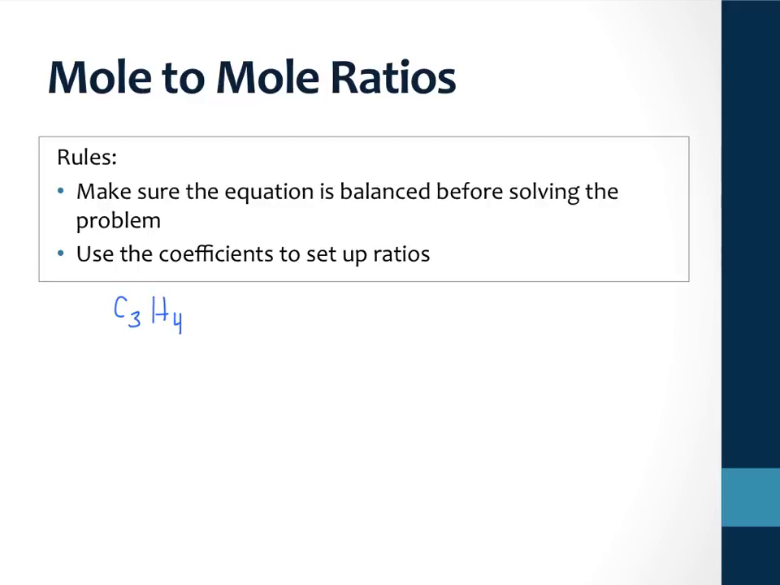C3H4 plus 4 O2 yielding 3 CO2s and 2 H2Os. So let's double check if it's balanced. 3 carbons, 4 hydrogens, 8 oxygens. Okay, we're set. Now let's proceed. If, for example, they want us to find the ratio between C3H4 and 3 CO2s.